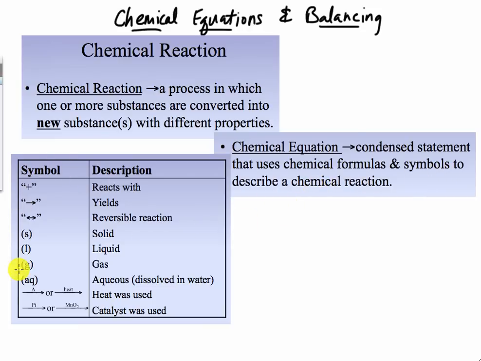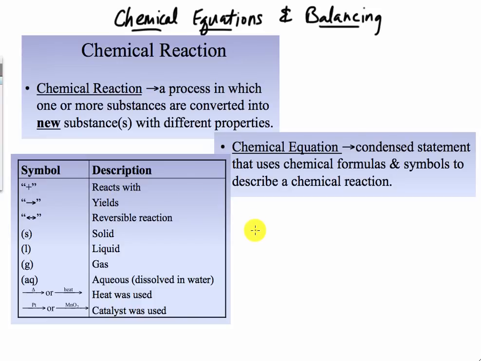Well, here are the new symbols that you're going to want to know. The little plus sign means that something is going to react with, or really what it's doing is it's separating out our substances. Then we have the yield sign. We don't use an equal sign in chemistry. We use a yield sign, which means to produce or to form.